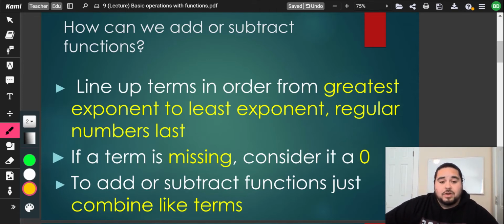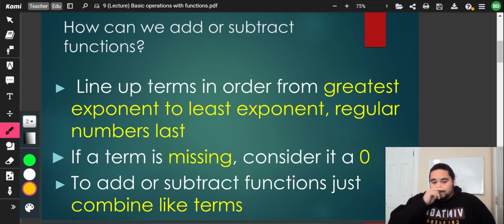We want to line up the terms from greatest exponent to least. Regular numbers always go last, so we're used to that. If a term is missing, like let's say you have x squared, x, and a regular number, but then the second function doesn't have an x or an x squared, you consider it a zero. Okay. To add or subtract functions, you just combine like terms.